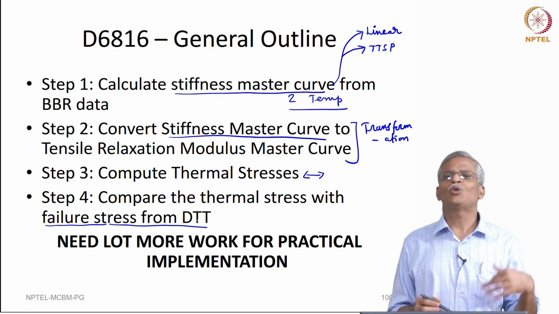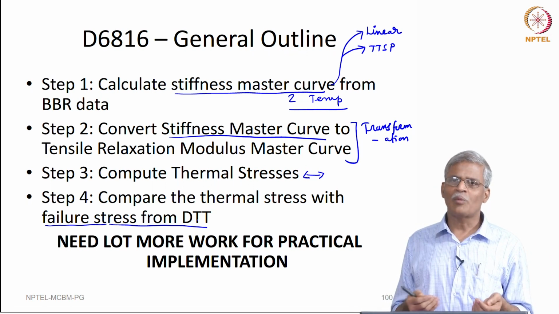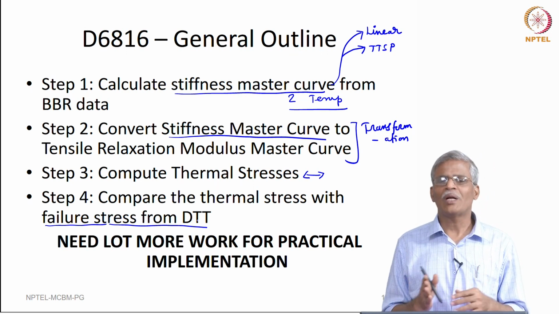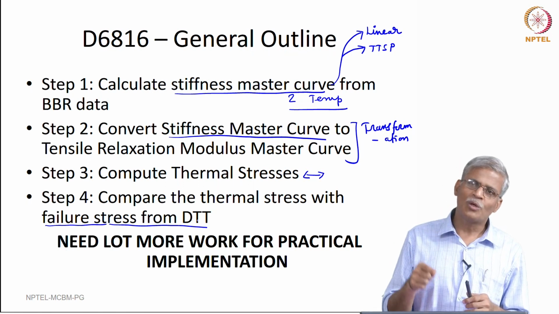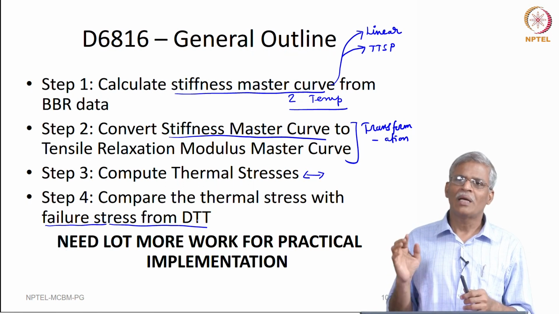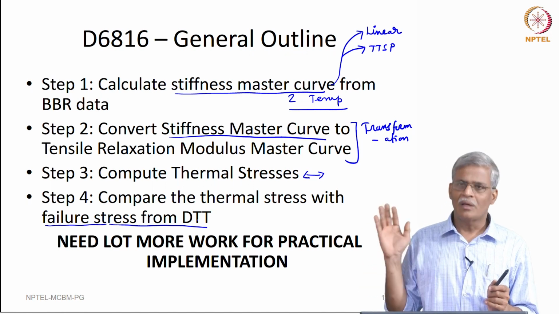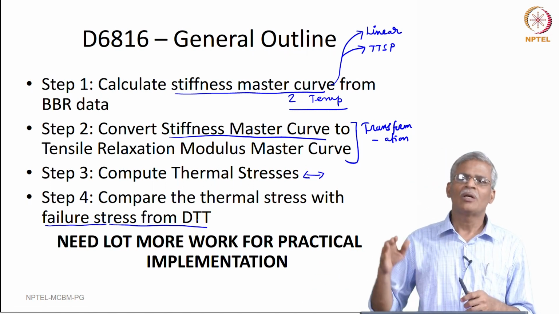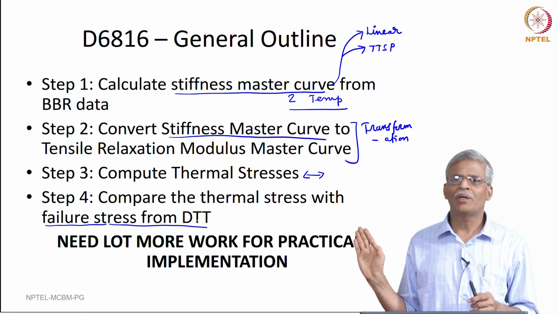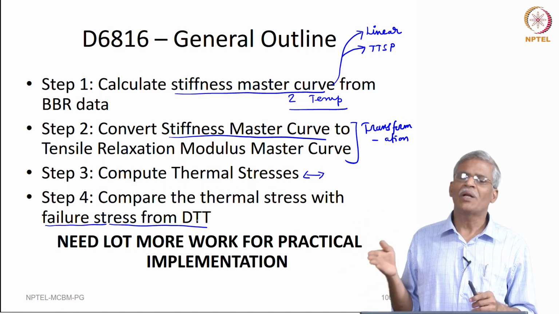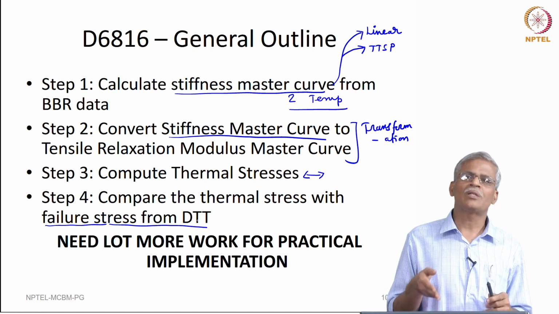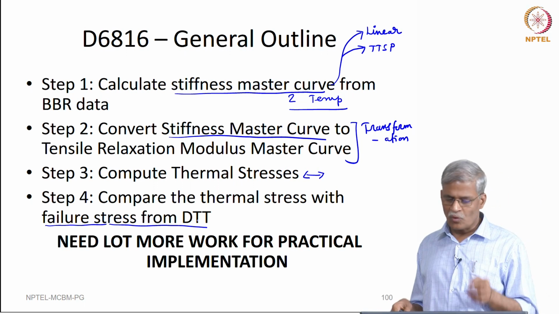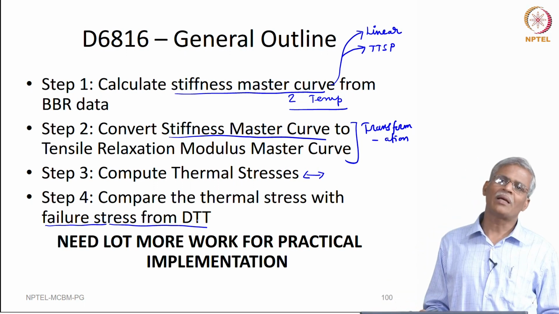So, that is why you use the first test, find out the material properties, and then you can actually compute the thermal stresses, and these thermal stresses that you compute using the bending beam rheometer in essence should always be comparable to the failure stresses that you are going to get from the direct tension test. So, that means the limit is the failure stress that you get in the direct tension test, and that should never be exceeded by the thermal stresses that you get from the bending beam rheometer. A substantial amount of work is needed before we could take it for practical implementation.